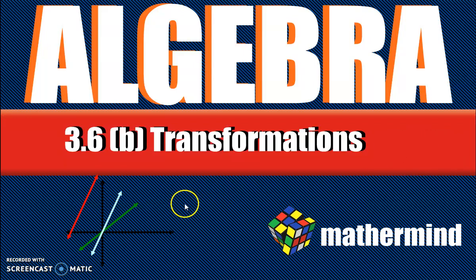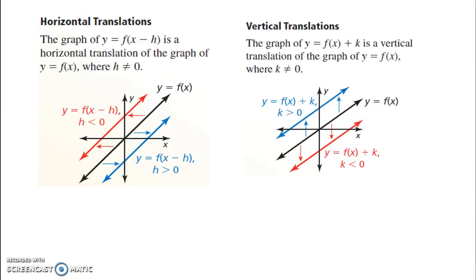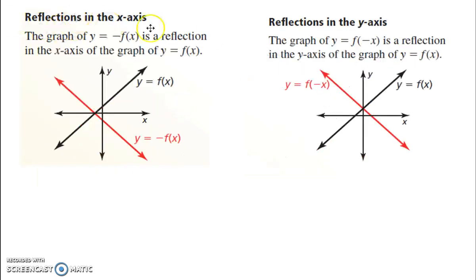Okay, here we are back with Chapter 3, Section 6. A little bit of algebra here. This is the second part of 3.6. We're talking about transformations. In the previous lesson, whenever you watched it, we looked at horizontal translations and vertical translations, along with reflections in the x and the y-axis.